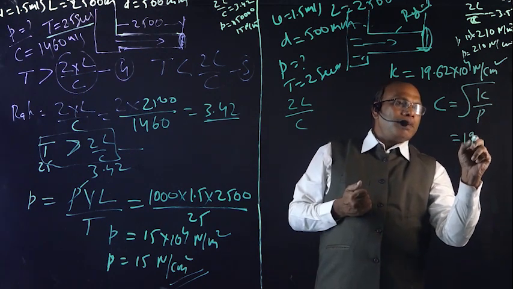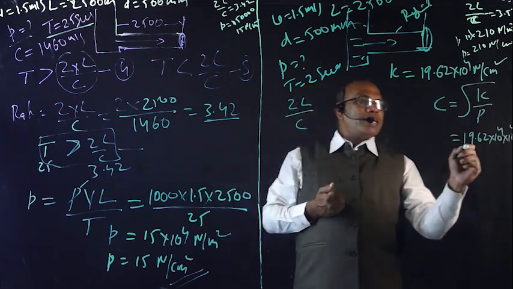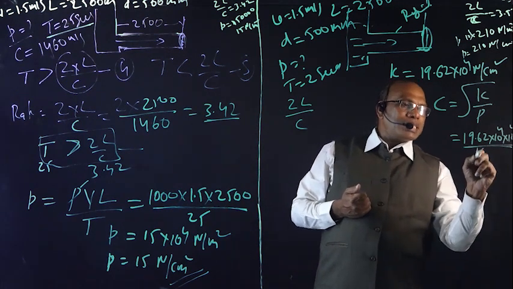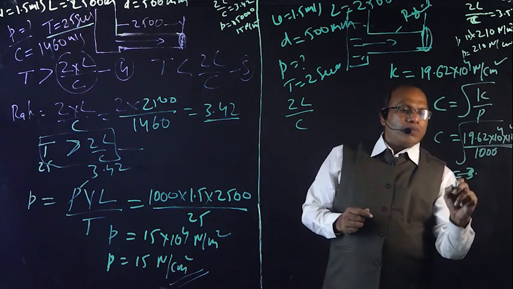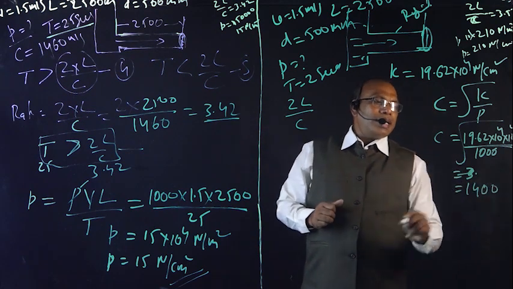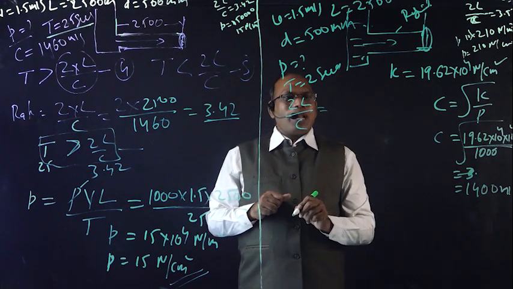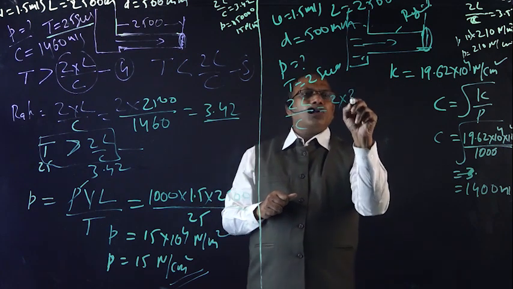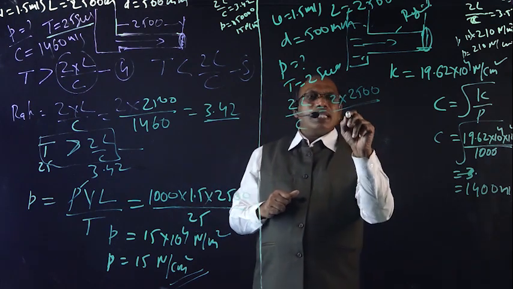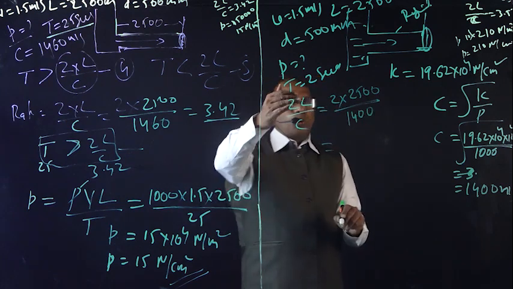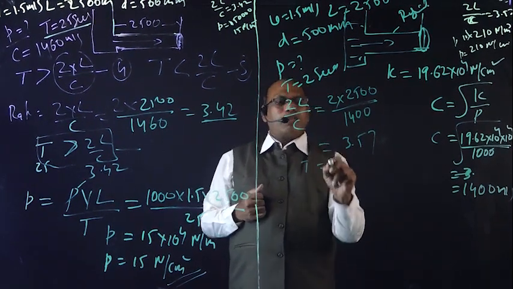That is 19.62 into 10 power 4 into 10 power 4, that is the Newton per meter square, divided by rho value, density of water is 1000 kg per meter cube. Therefore C is equal to 1400 meter per second. Now, we are going to find the ratio of 2L by C. 2 into L is nothing but 2500 meters divided by C value, that is velocity of wave, that is equal to 1400. Therefore, 2L by C is equal to 3.57, but the time is given, time is equal to 2 seconds.